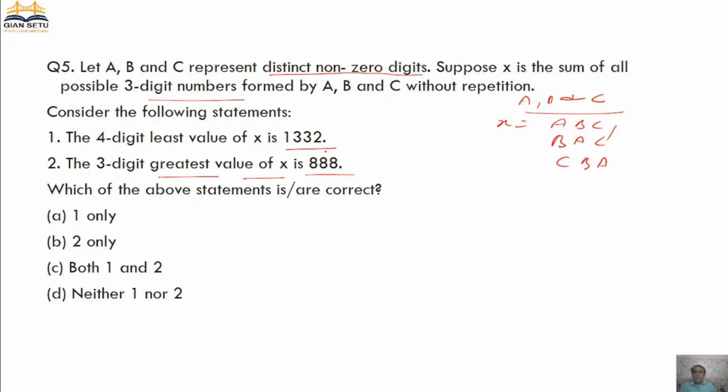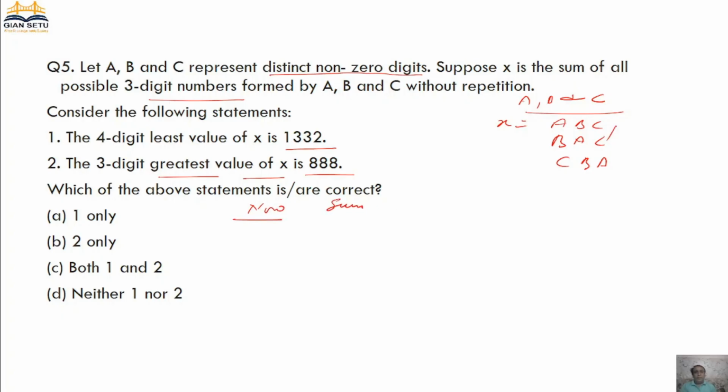Now in this question, let's see. So here we are given A, B, C as distinct non-zero digits, and we need to find the sum of all the combinations of A, B and C, and then we will verify if the least 4-digit sum of these numbers is 1332. Okay.